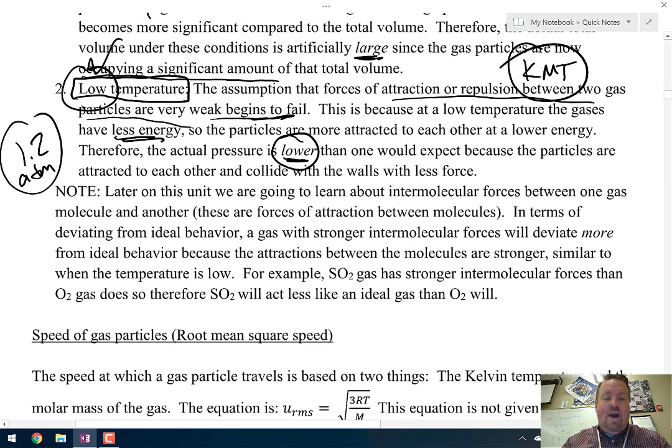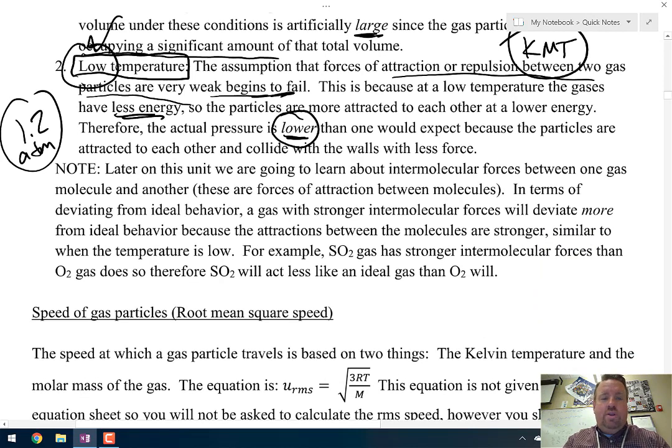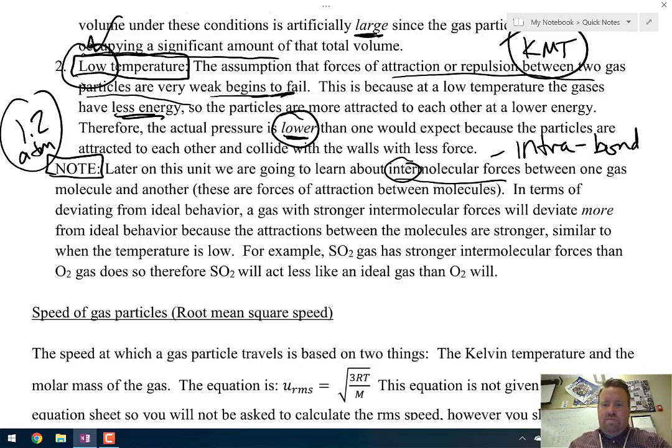Now, later on in this unit, we are going to learn, notice the note here. Remember, those are important anytime you see a note. Later on in this unit, we're going to learn about what are called intermolecular forces. We've talked about this a little bit. We talked about the difference between intramolecular, which is a bond, and intermolecular, which is between one molecule and another. Okay, so later on, we're going to get into some more details about intermolecular forces between one gas molecule and another. Okay, and again, these are the forces of attraction between molecules.